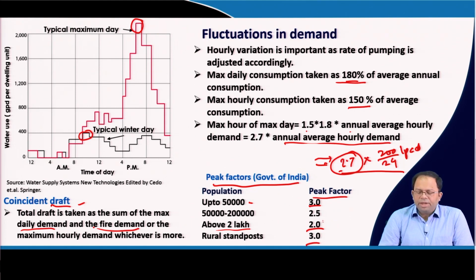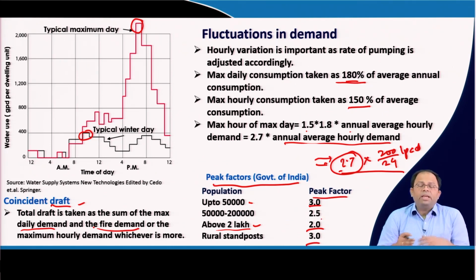Now, why does it reduce when we have a higher population? That is because the higher the population is, the lesser the variation becomes. Why? Because some people would be using more, some people would be using less, so they actually cancel each other out. So, usually the peak factor becomes lesser in the case of larger cities.